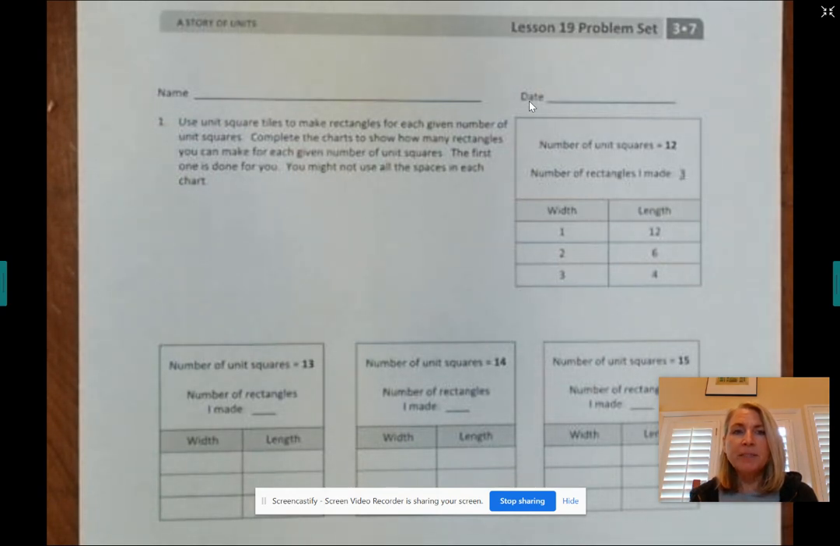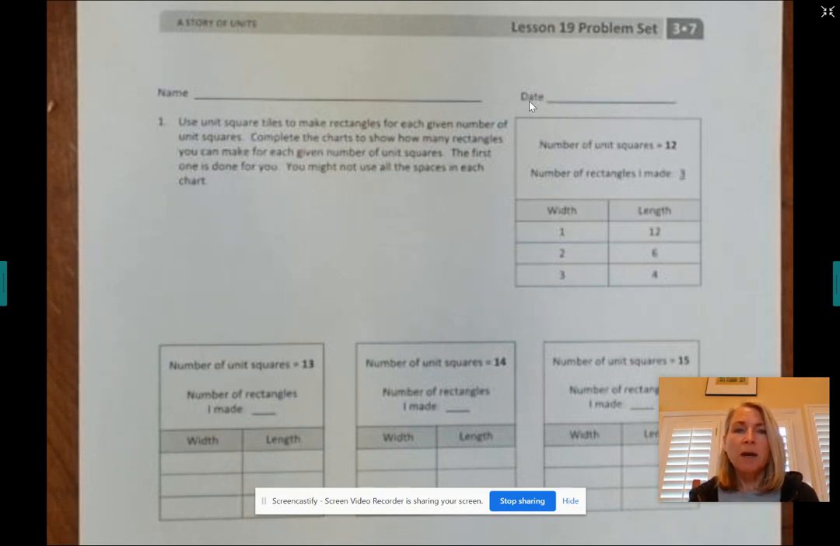So let's take a look at number 1 and refresh our memories back to producing rectangles that all have a common area. It says use unit square tiles to make rectangles for each given number of unit squares. Complete the charts to show how many rectangles you can make for each given number of unit squares. The first one is done for you. You might not use all the spaces in each chart.